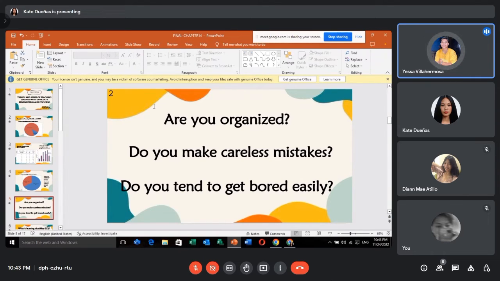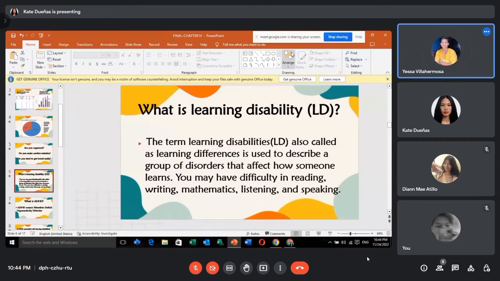I am tasked to report about learning disabilities, focusing on ADD and ADHD and their symptoms for our awareness. So what is learning disability? The term learning disabilities or LD, also called learning differences, is used to describe a group of disorders that affect how someone learns. You may have difficulty in reading, writing, mathematics, listening, and speaking. There is usually a large difference between what is expected based on your intelligence and your actual performance.